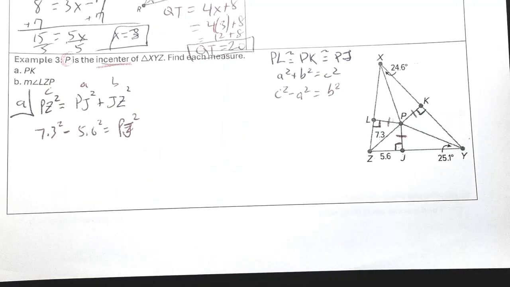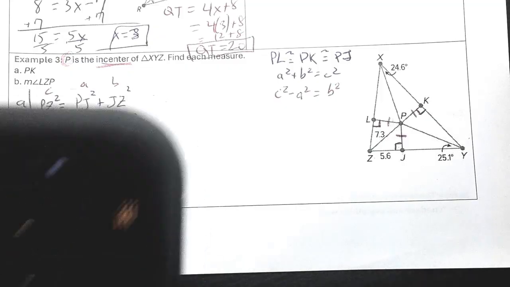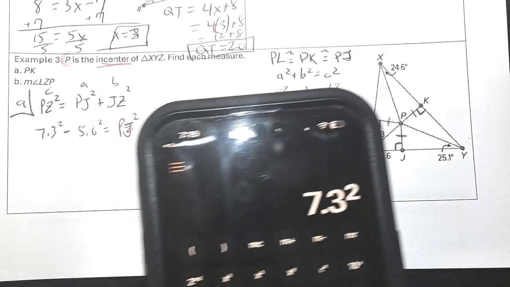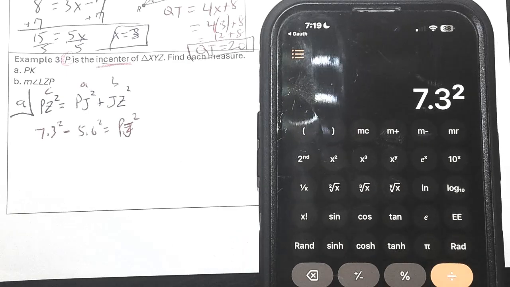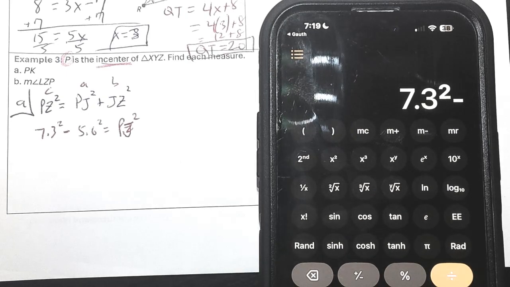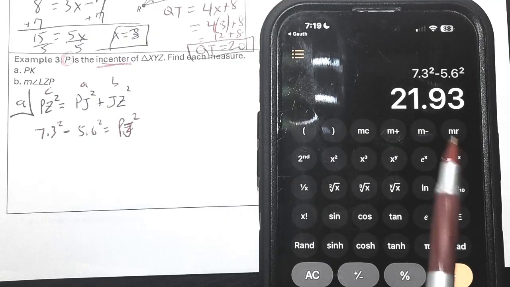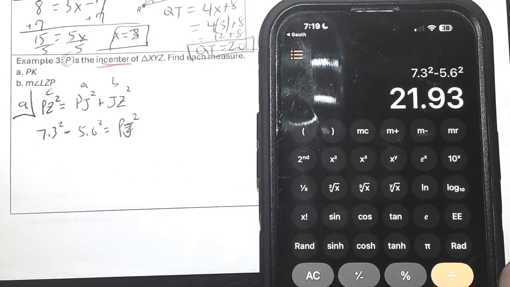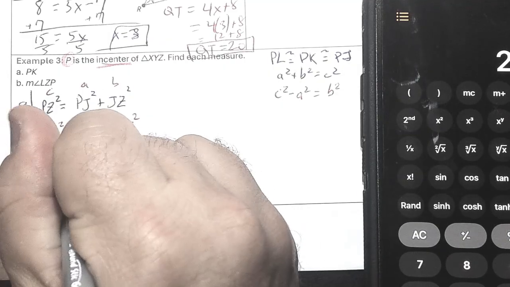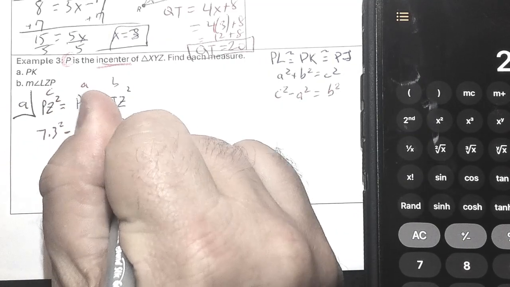So we use our calculator. I didn't bring my calculator, so we're going to use this. So 7.3 squared minus 5.6 squared equals. All right, so it's going to equal 21.93. So 21.93 is PJ squared.